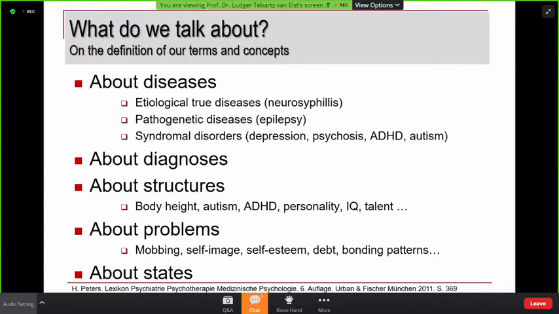And then, and that's the case in psychiatry most of the time, you have syndromal diagnoses, where the diagnosis is only a collection of symptoms and durations. That's the case, for example, with depression, psychosis, ADHD, and autism. So in psychiatry, we don't make causal diagnoses, and that's of relevance when we come to talk about the SPS model. I'll come back to that later.